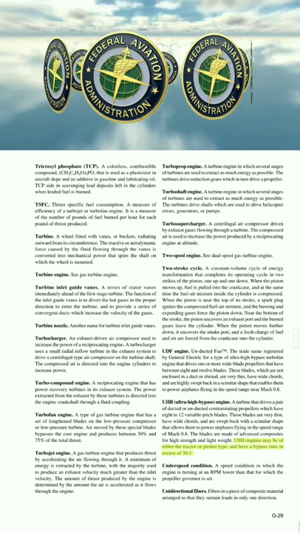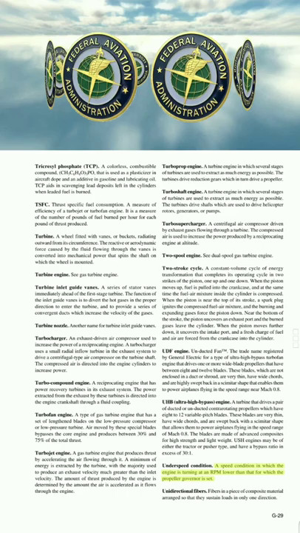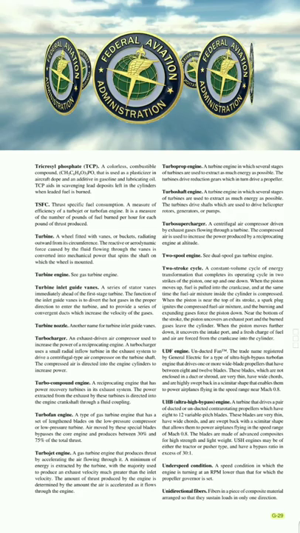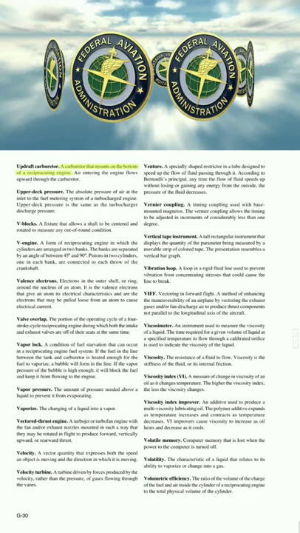Under speed condition. A speed condition in which the engine is turning at an RPM lower than that for which the propeller governor is set. Unidirectional fibers. Fibers in a piece of composite material arranged so that they sustain loads in only one direction. Updraft carburetor. A carburetor that mounts on the bottom of a reciprocating engine. Air entering the engine flows upward through the carburetor.